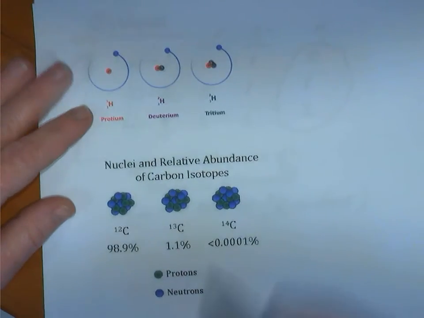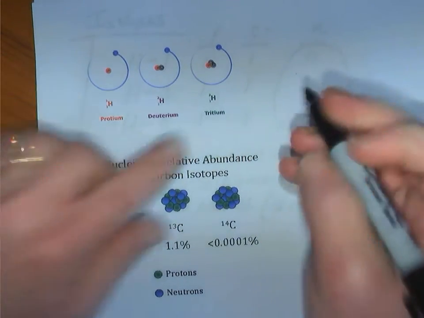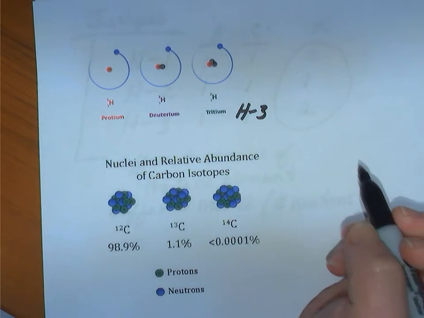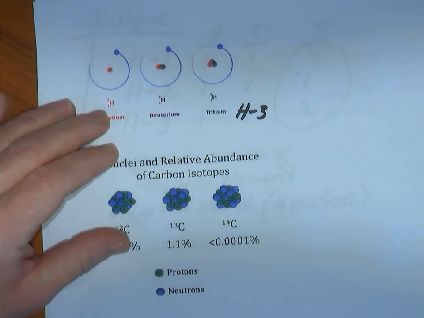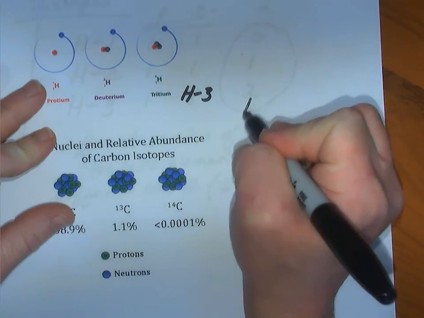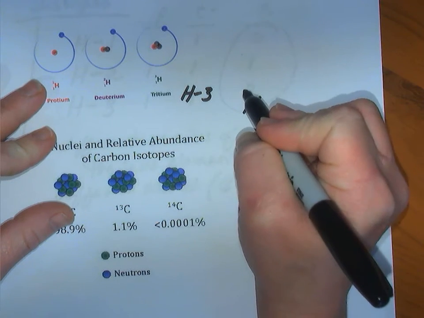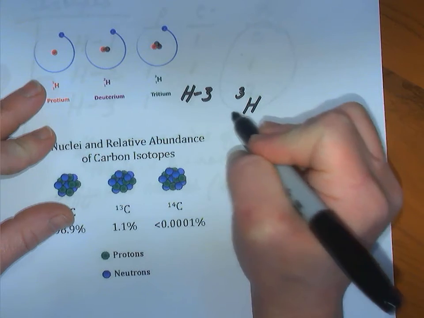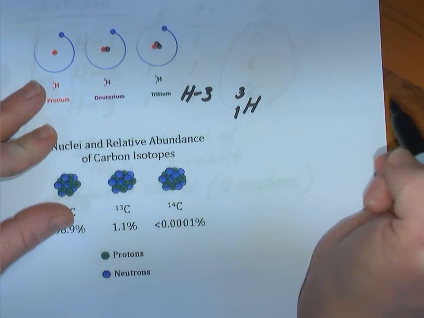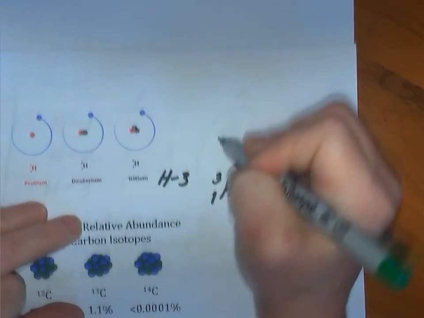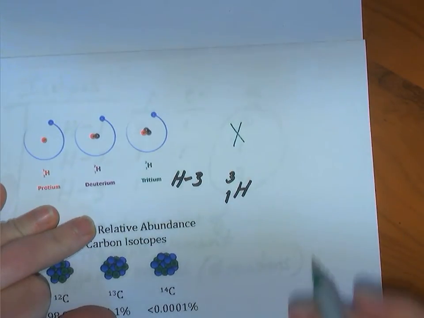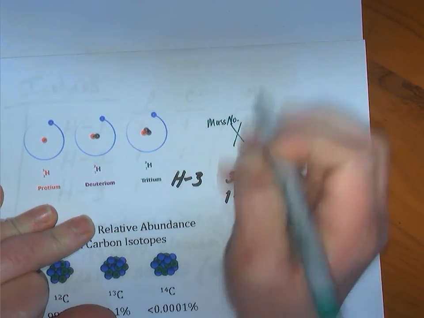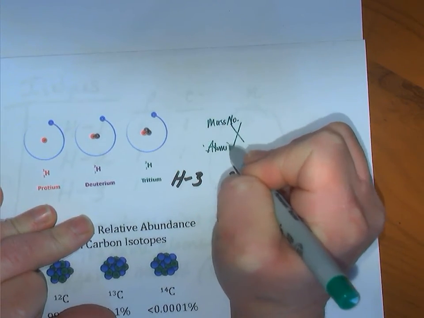I'd like to take the opportunity to also talk about how we could identify tritium as H-3, but we could also use what's called a nuclide symbol. A nuclide symbol is the element symbol. To the upper left is the mass number, or atomic mass. To the bottom left is the atomic number.